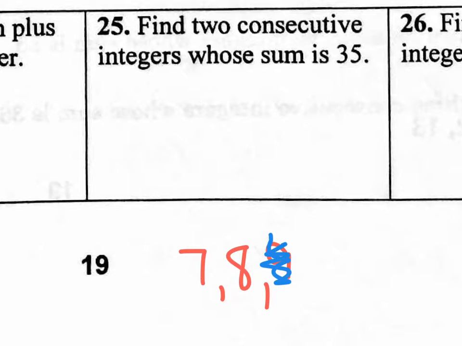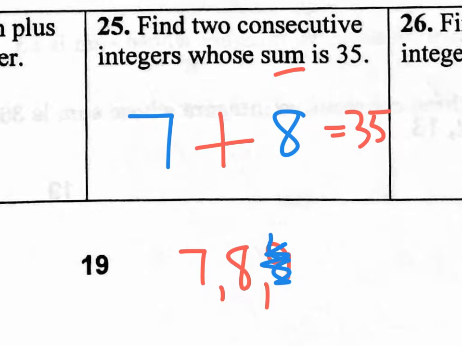Okay, so what is it saying? It's saying find 2 consecutive integers whose sum, what does sum mean? Add. Okay, so I need to add 2 numbers, and it says is, which means equals 35. So I need to add 2 numbers, and the result needs to be 35, and the 2 numbers I'm adding have to be consecutive integers. So check this out. If this were a 7, this would have to be an 8, but 7 plus 8 is not 35. So I'm going to erase that.